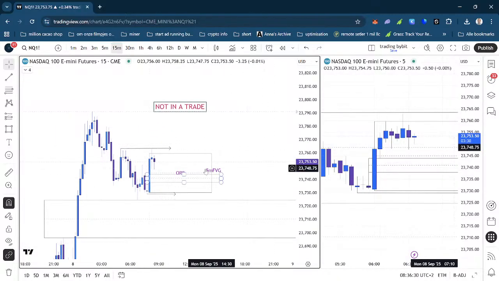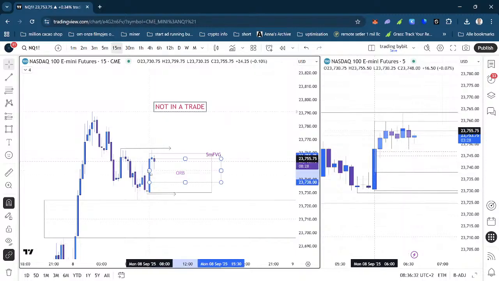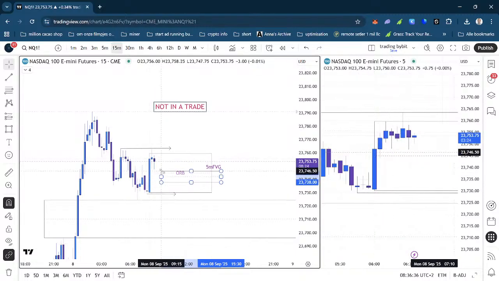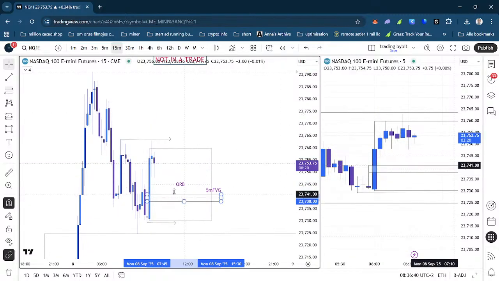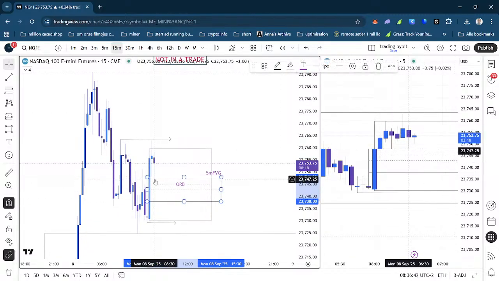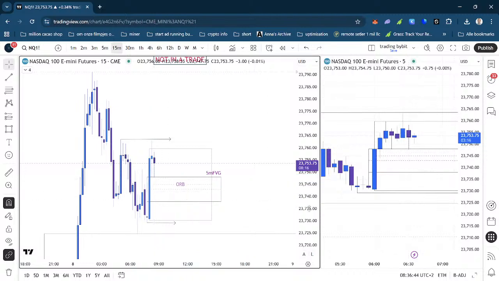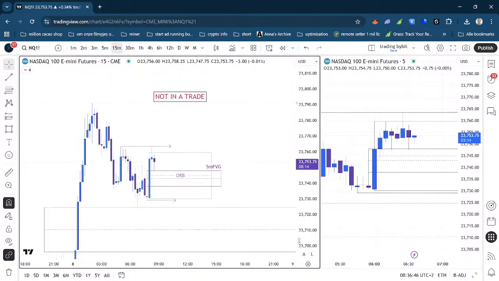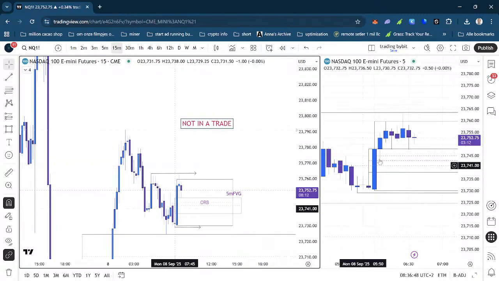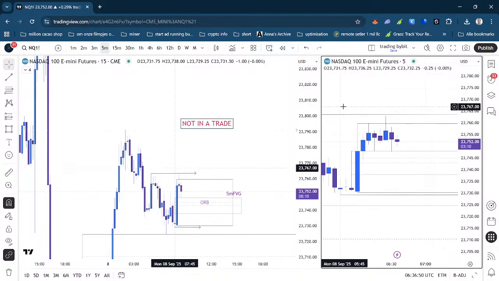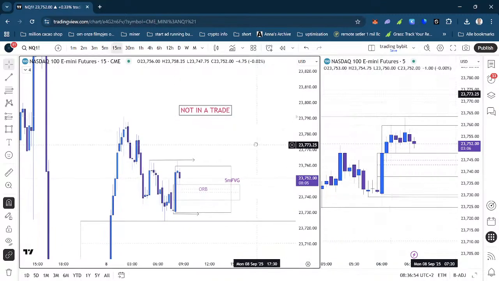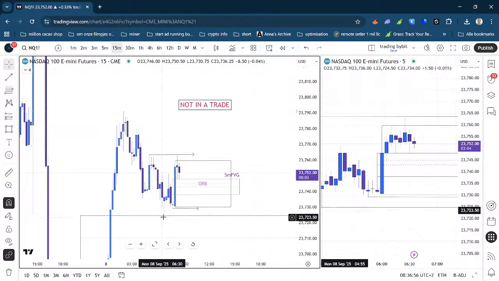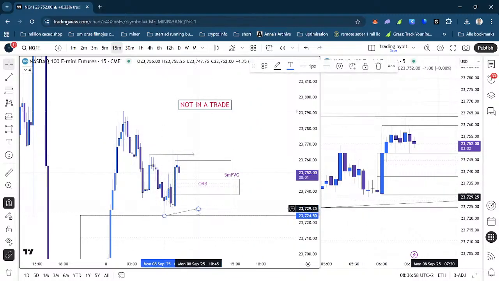The reason why I took this entry is that I trade on a 15 minute, so that was a 15 minute tap. Here, that was a tap. And I put my stop at this one.